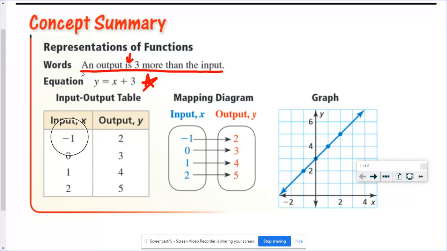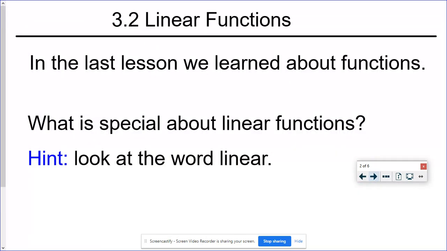Another way of looking at that same information, this input-output table, is with a mapping diagram, which you've also looked at. And you can see each input is paired up with one output. It's a function. We can also take those same ordered pairs and graph them, and it makes that line right there. The fact that it's a straight line is important for this. So again, we've talked about functions, but today specifically talking about linear functions. Every one of these is going to be a straight line.